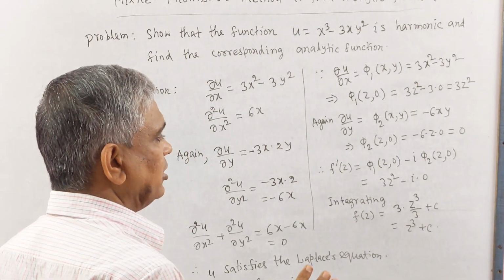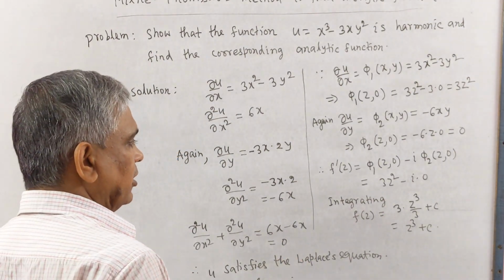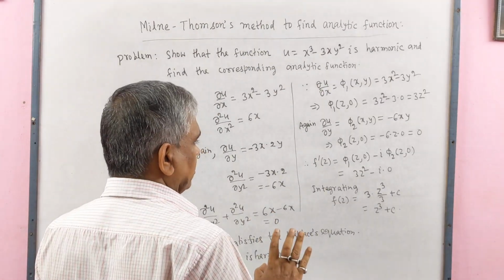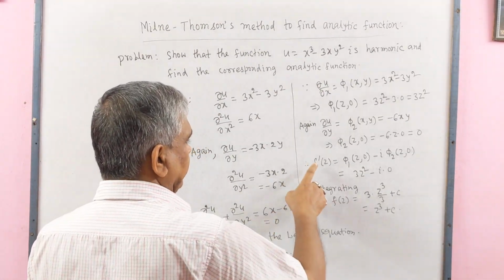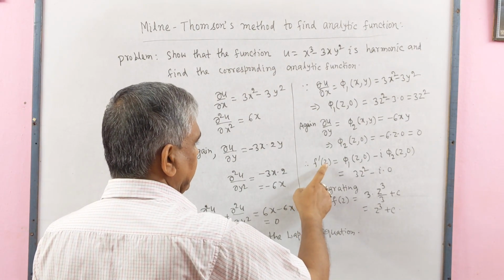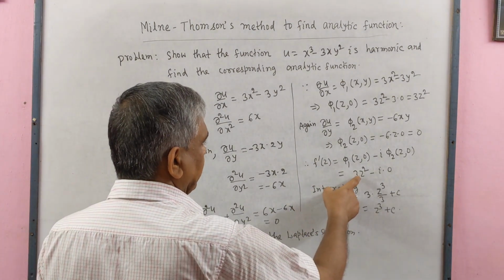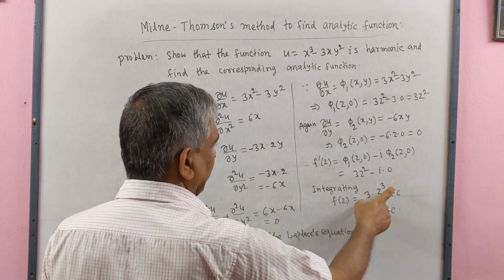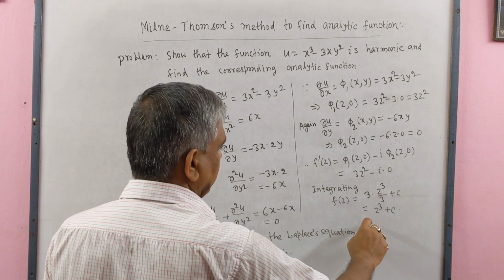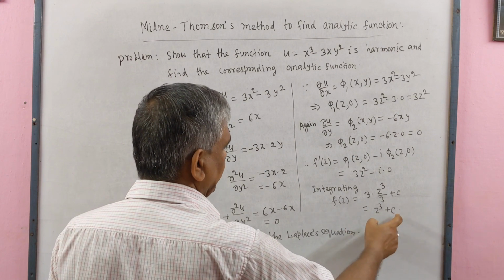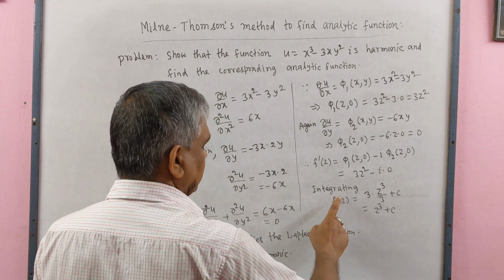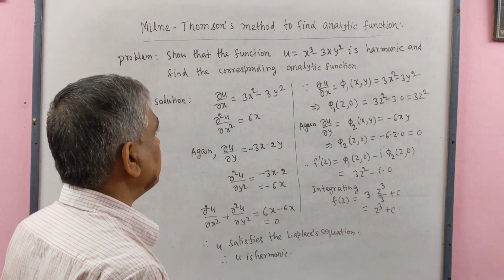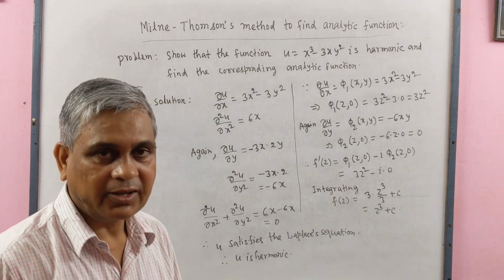Integrating both sides, single variable here z, so integration is very easy. Integrating, we get here f(z), and here integrating z square, z cube by 3 plus constant, 3 cancel, equals z cube plus c, that is f(z) equals z cube plus c is the required analytic function.